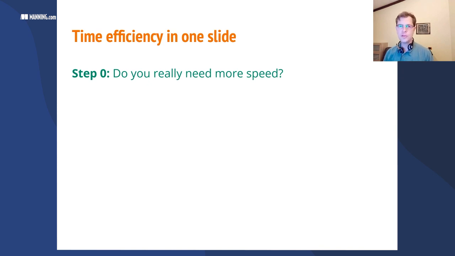And optimizing for speed is not a neutral operation. You're gaining speed, but you're probably losing on some other dimension, on some other quality. For example, you may lose readability. Your code may become harder to understand. So you should first ask yourself if you really need more speed.